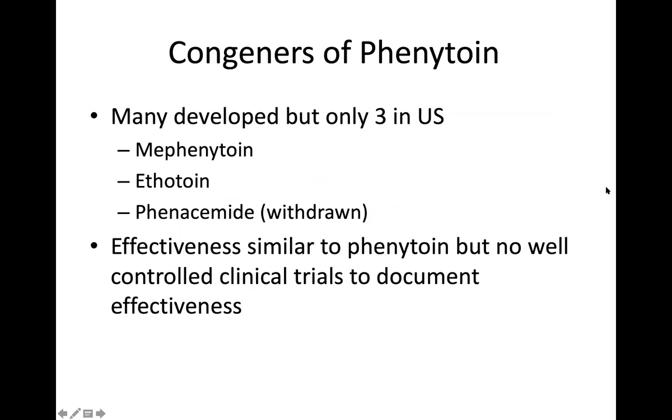So phenytoin was a good drug, but it had a lot of side effects. The pharmacokinetics being zero order, where a small dosage adjustment as you increase the dose matters a lot, were all things that were problematic. So people tried to develop derivatives of phenytoin. We saw mephenytoin, ethotoin, and then we had phenacemide, but that one's been withdrawn from the market here. Basically, they seem to be about as effective as phenytoin, but there's not been any real good clinical trials that have really compared them.